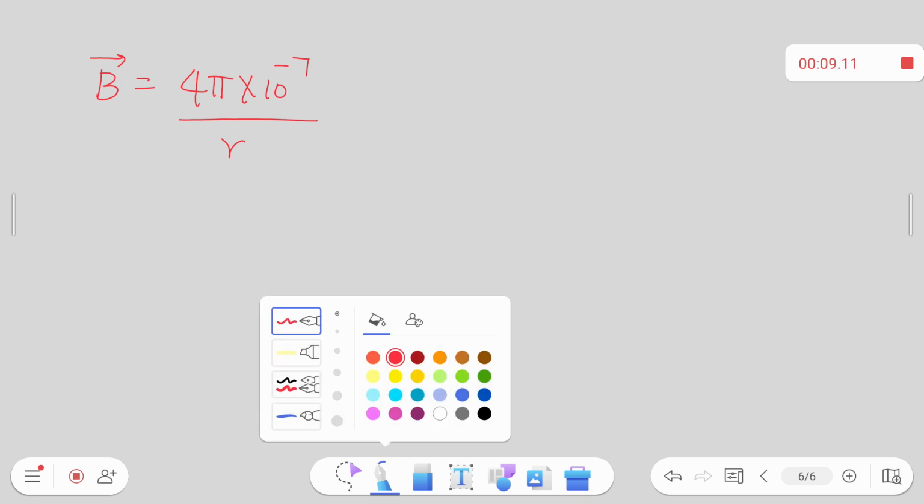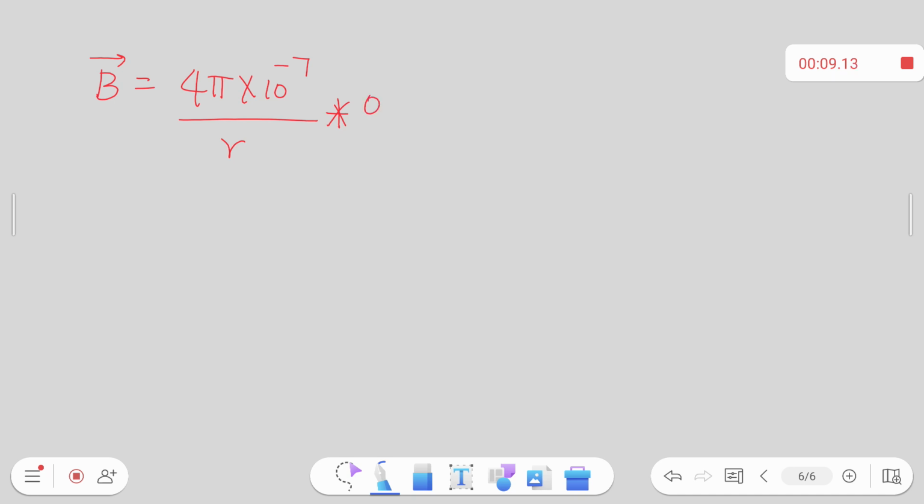So just substitute these things. If I substitute, my B vector will be 4 pi into 10 power minus 7 divided by r into 0.3978 A vector phi. This is my B vector, which, if I simplify, I will get 5 into 10 power minus 7 by r A vector phi. So this is my magnetic flux density.